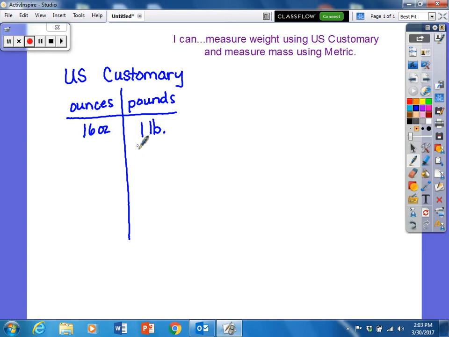If I have 2 pounds, then I would have 2 amounts of 16. So we can do 16 times 2, or we could do 16 plus 16, which would give us 32. Okay, 3 pounds. Again, I could take 16 times 3, or I can just keep adding 16s, which would be 32 plus 16, which would be 48.